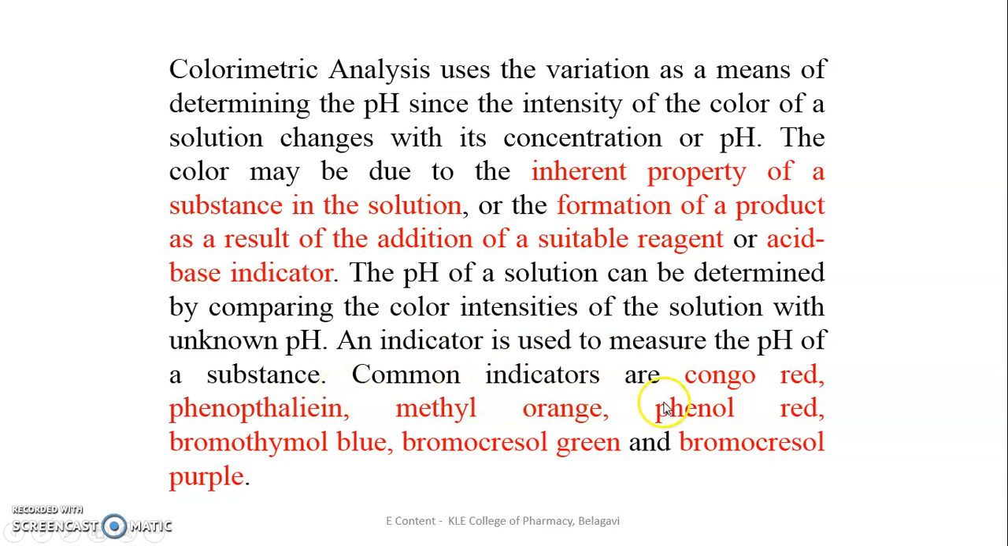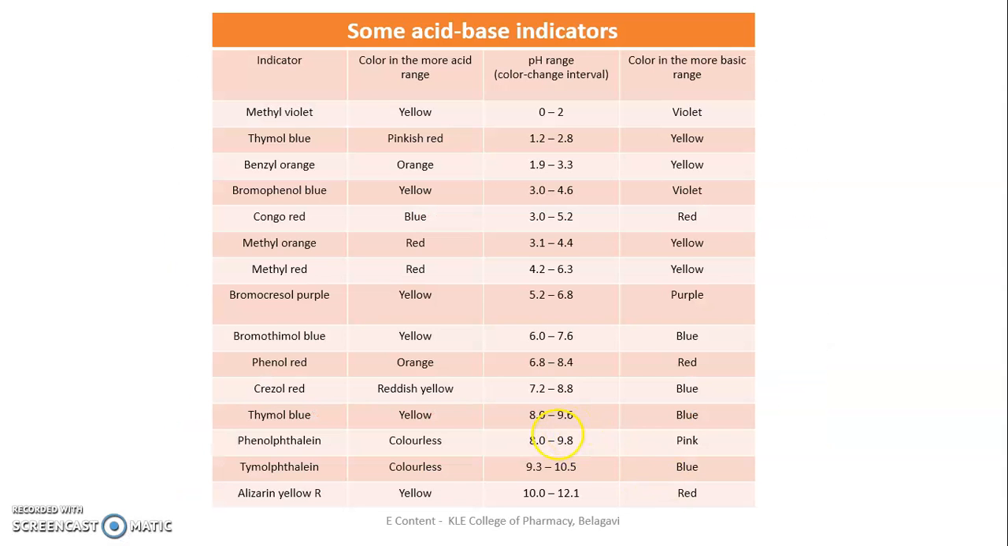The common indicators basically used in colorimetric determination are Congo red, phenolphthalein indicator, methyl orange, phenol red, bromothymol blue, bromocresol green, and also bromocresol purple, which are commonly used pH or color indicators. So these are some examples of acid-base indicators. Most commonly used is the methyl violet indicator.